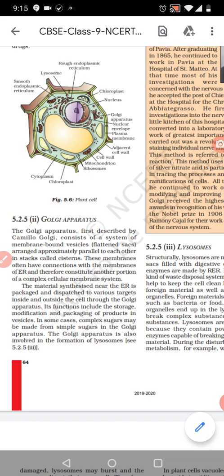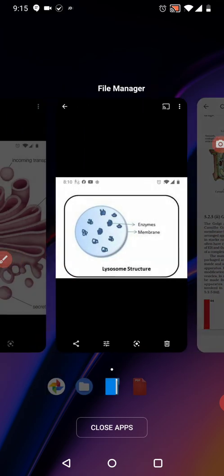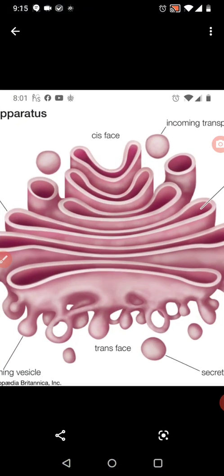In the endoplasmic reticulum we have already studied the network-like structure. Here I will show you the diagram of the Golgi apparatus, children. If you see the structure, it is a folded structure, or we can say a flattened sac-like structure. This flattened sac-like structure is known as a cistern.